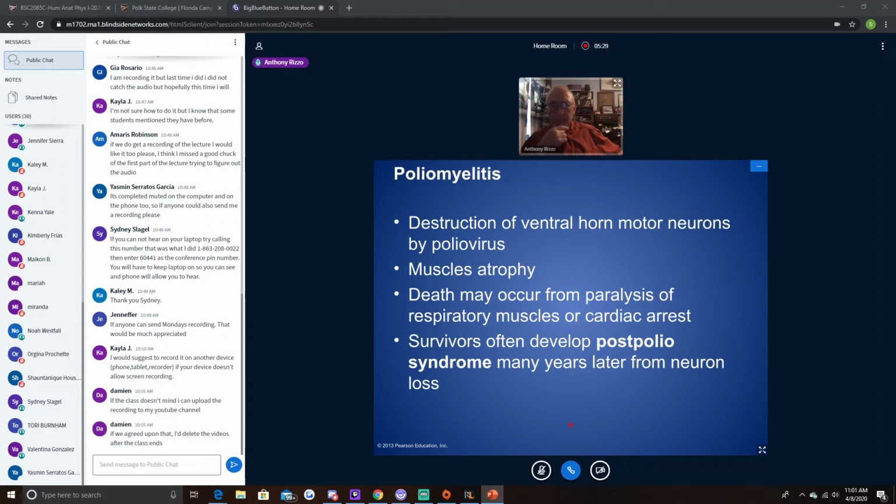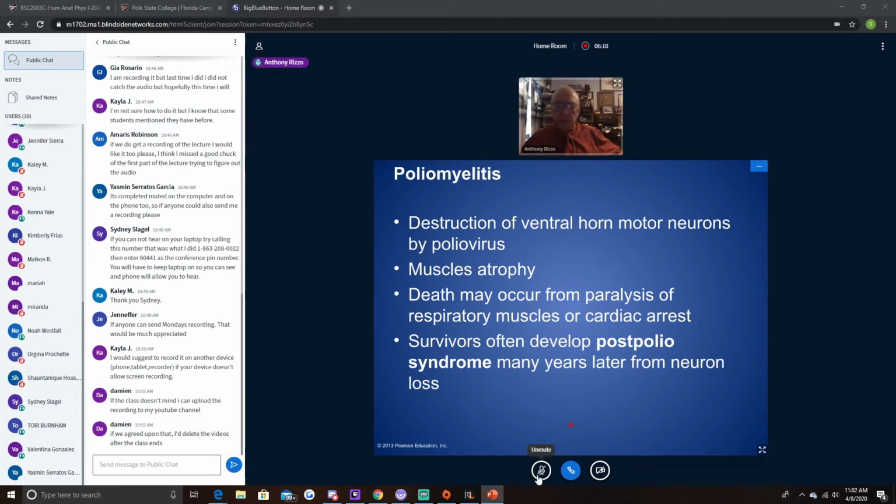Poliomyelitis is a disease of the spinal cord. It is caused by a virus. It destroys the anterior ventral horn of the spinal cord so that the lower motor neurons are destroyed and the person develops flaccid paralysis. Now, this paralysis can extend up the cord so that ultimately we get to the lower motor neurons that go to the lungs or to the heart, and then the patient will stop breathing.